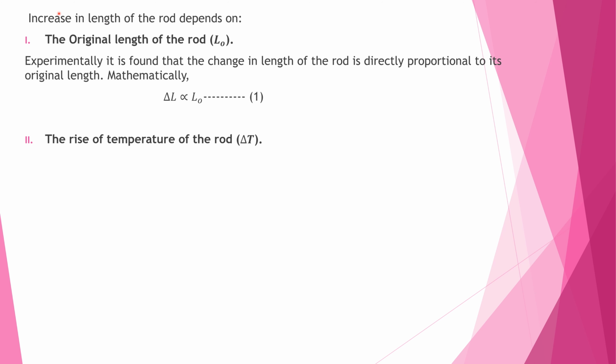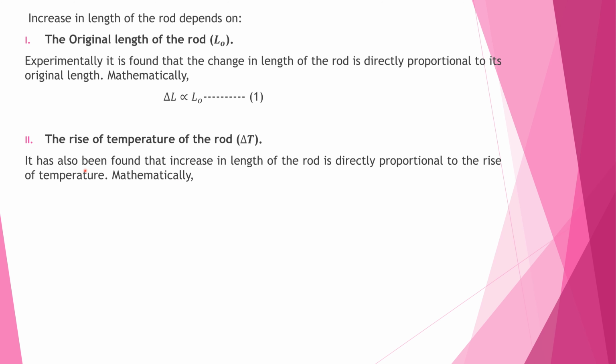The increase in length of the rod also depends on the rise of temperature of the rod. It has been found that the increase in length of the rod is directly proportional to the rise of temperature. Mathematically, delta L is proportional to delta T. I mark it as equation number 2. If we combine equations 1 and 2, we get delta L is proportional to L naught delta T.